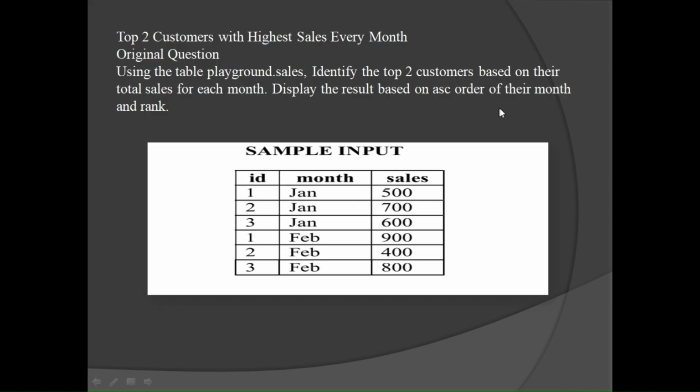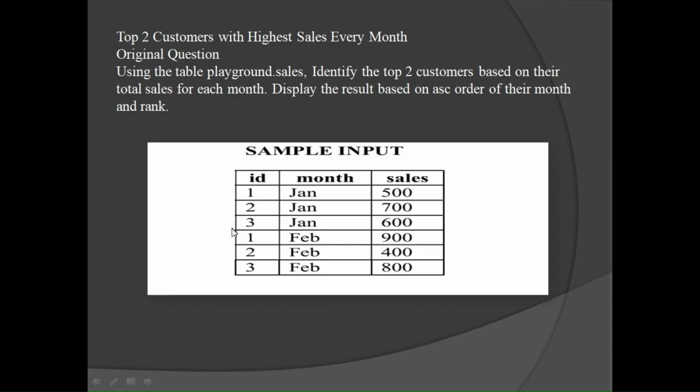We have a table called playground.sales that contains 3 columns: ID, month, and sales. Our objective is to identify the top 2 customers based on their total sales for each month. Finally, we need to display the results in ascending order of the month and then by rank.